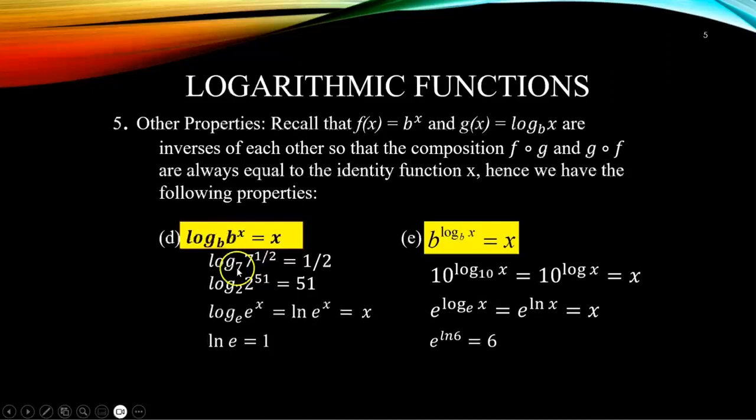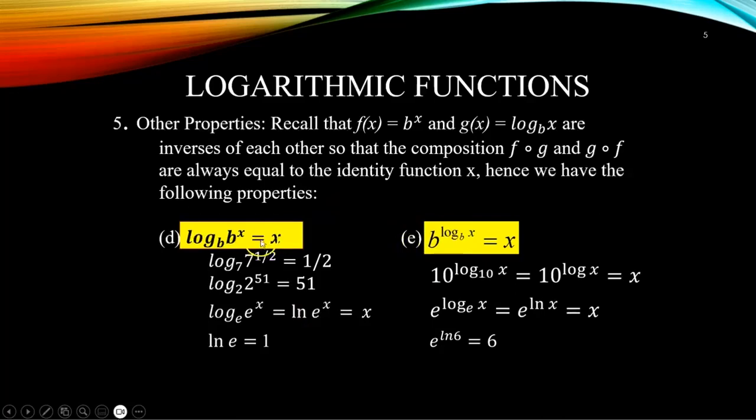Logarithm of 7 base 7, and that 7 there, the argument is raised to 1 half. The 1 half can be brought down in front. And then logarithm of 7 base 7 is actually equal to 1. Similarly, for this case, you bring down the 5, and logarithm of 2 base 2 is 1. In here, ln e raised to x, you bring down x, and then ln of e is 1.